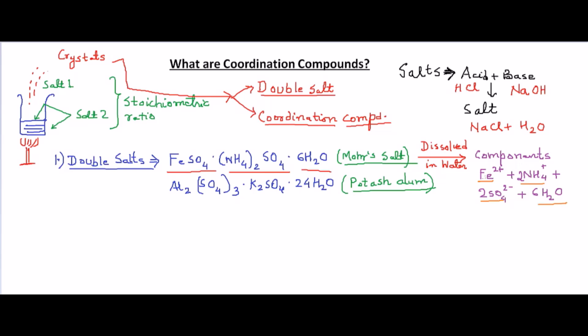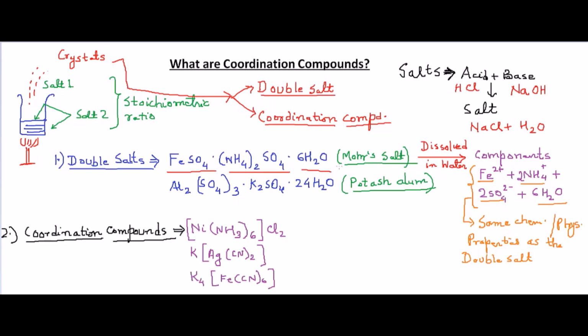And these constituent components, the ferrous sulfate, the ammonium sulfate, will have the same characteristics as the original double salt. They will have the same chemical and physical properties. Similarly for potash alum and several other double salts, there are many other double salts also. Now let's move on to the coordination compounds.